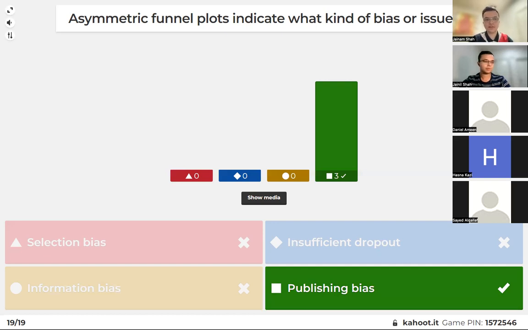And the only two reasons that it could be asymmetrical are publication bias, or you don't have enough studies to actually form that nice symmetrical funnel. So very, very well done. The answer is definitely green.